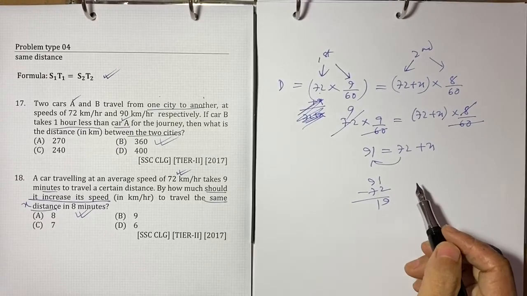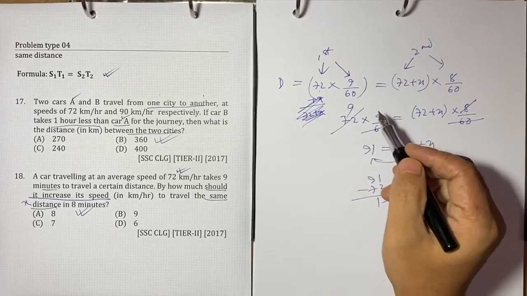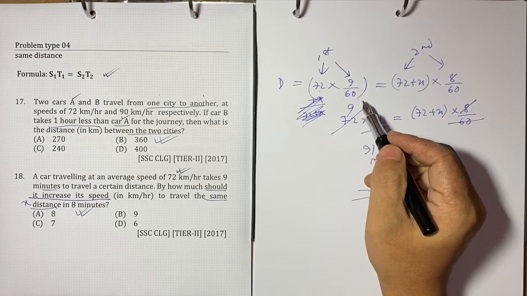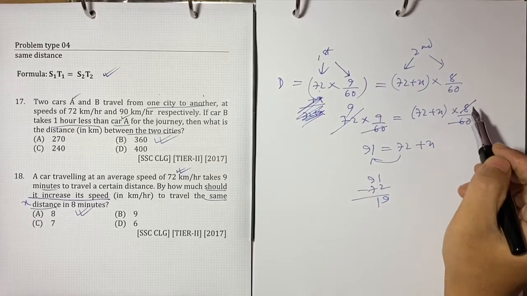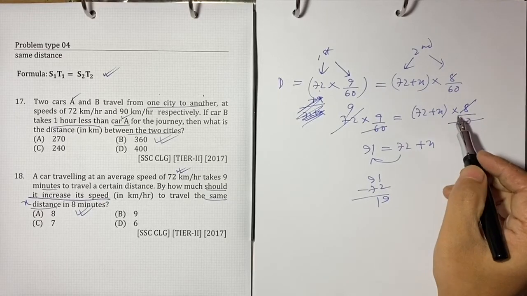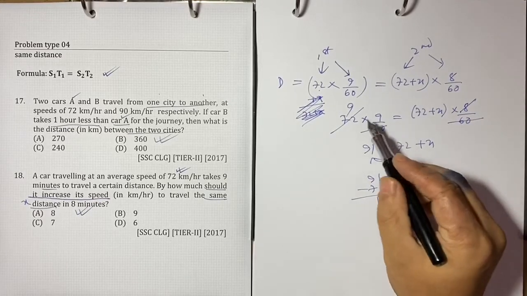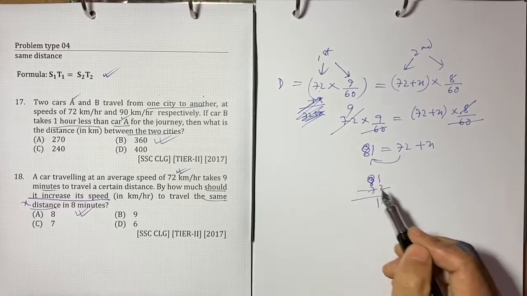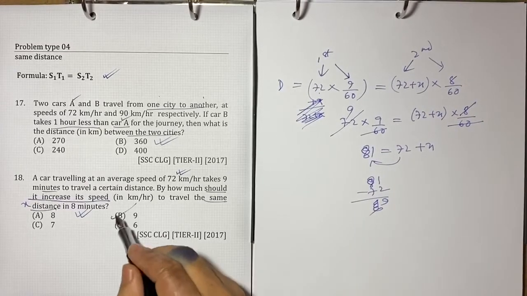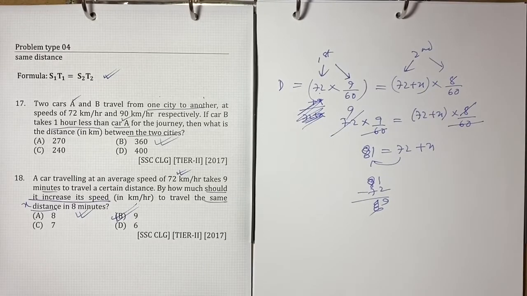Let us check: 72 into 9 by 60 equals 72 plus x into 8 by 60. Cancel both sides. Okay, 81 equals 81. So the answer is 9.